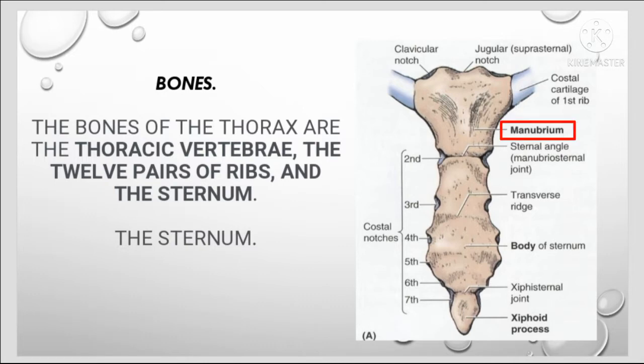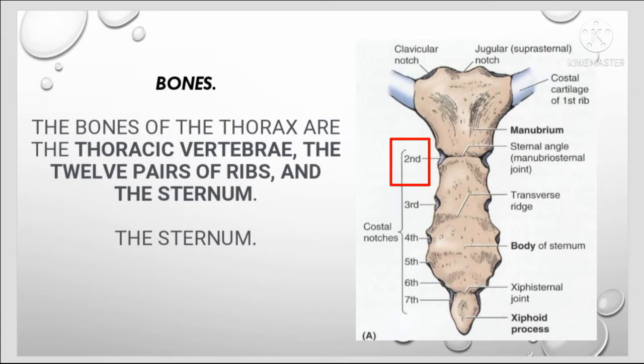The upper part of the sternum is called the manubrium, the middle part is called the body, and the lower part is called the xiphoid process. Manubrium consists of a clavicular notch in which there is attachment of the clavicle. There are 7 costal notches on the sternum. Costal cartilage of the first rib is attached on the manubrium.